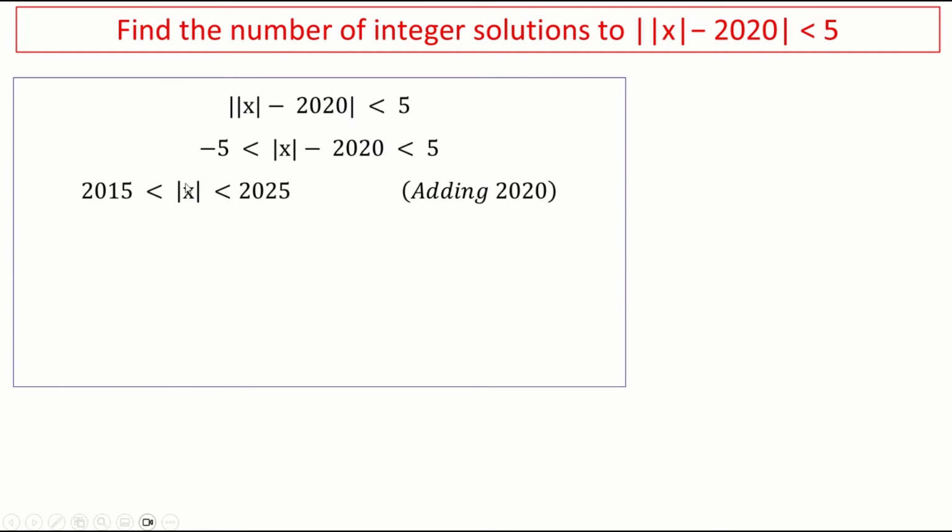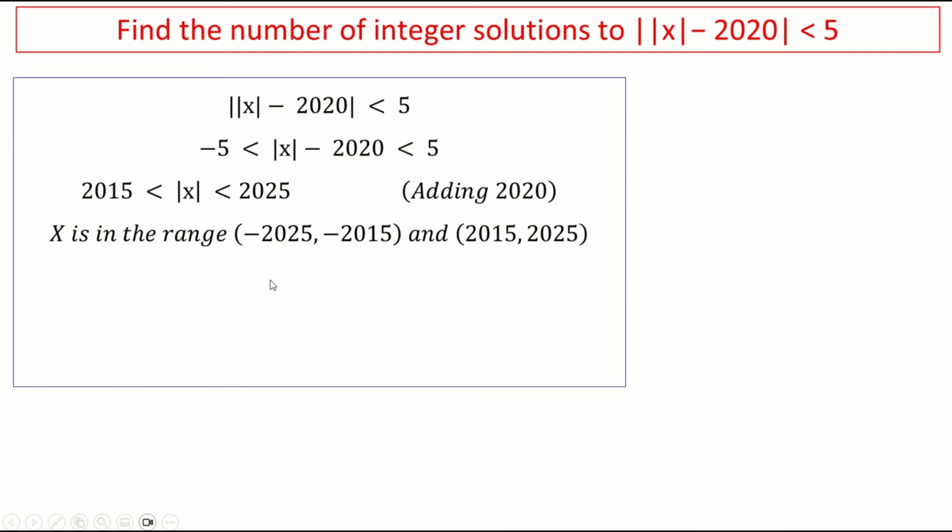Okay. Now if I remove absolute x here, I will get two ranges. Either it is from minus 2025 to minus 2015 and 2015 to 2025 on the positive side. Negative side, this is the range. Positive side, this is the range. Look at the bracket here. So these limits are excluded, not including. Okay. So limits are excluded.